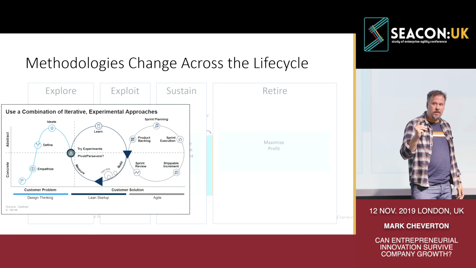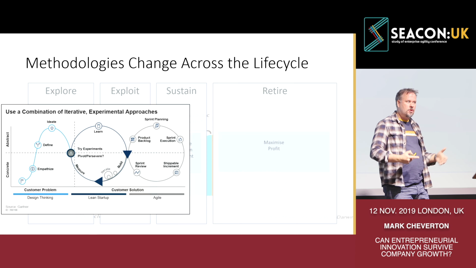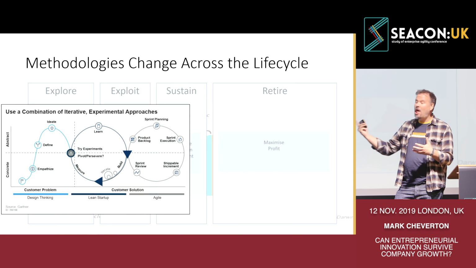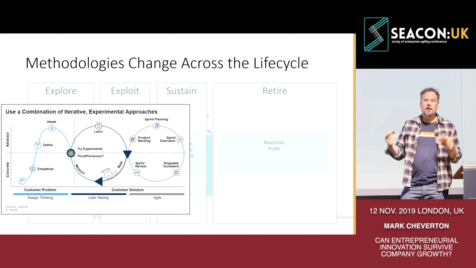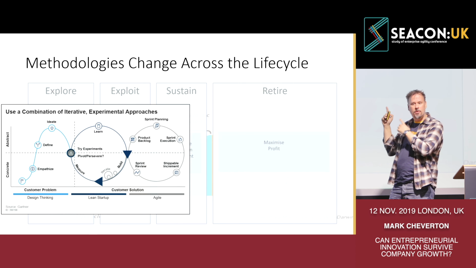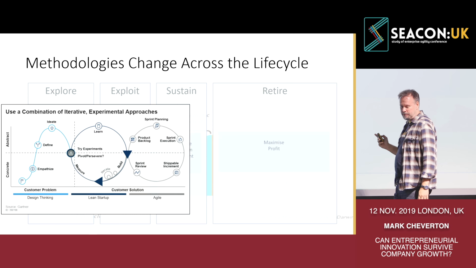And the key point here is, as I said earlier, different methodologies, different goals, and different practices apply at different parts. If you don't know where your products are in this cycle, you won't be applying the right methodology. So it's really important to be able to locate your products.